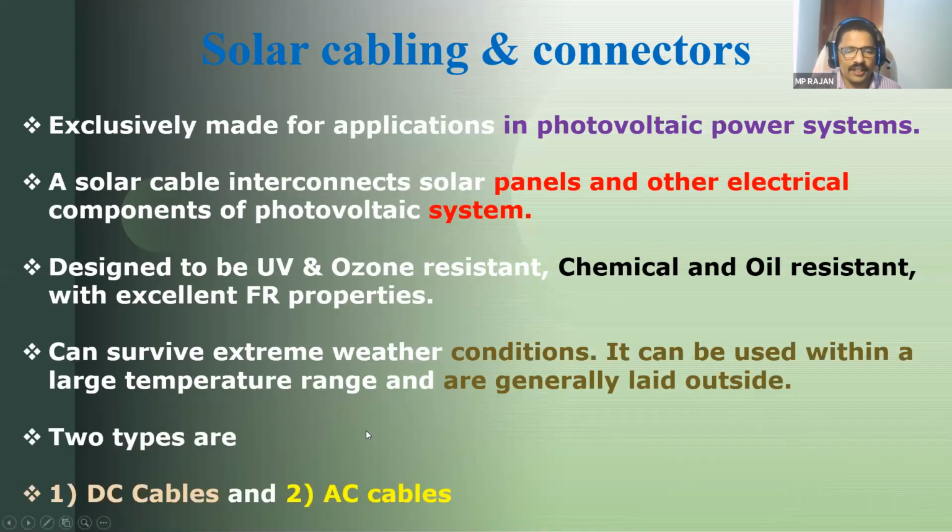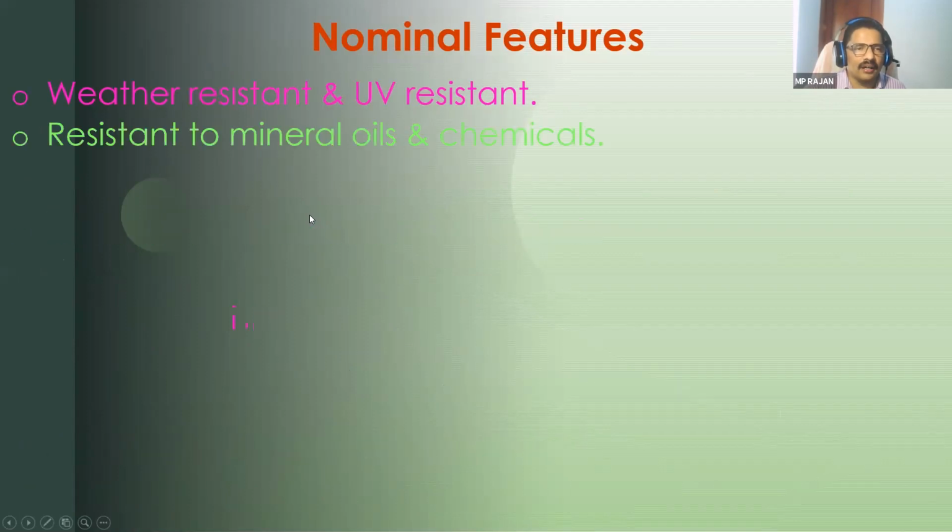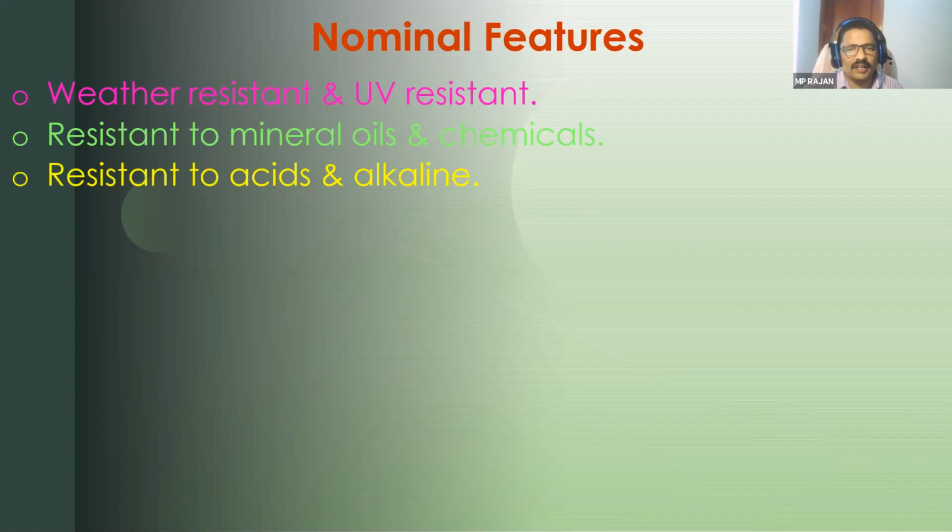So there are two types of cables, DC cables and AC cables. When we purchase or select a cable, we should check the specification, whether it is weather resistant and UV resistant. Both should be UV resistant. We have just seen mineral oils and chemicals. Then there are acid and alkaline batteries. We are using a battery, which can be an acid battery or an alkaline battery, and an acid battery will have sulfuric acid. So there is a chance of the cable running through acid. If acid comes in contact with the cable, it should not be damaged.